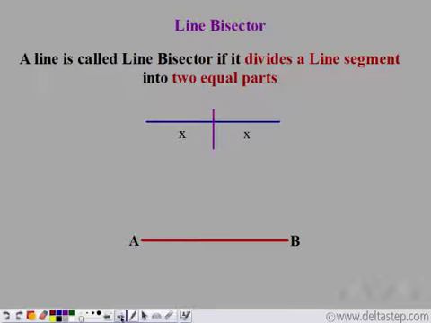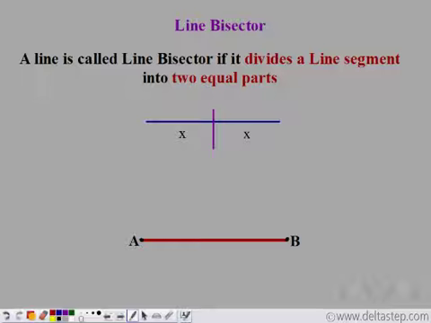Now we have this line segment AB and we need to bisect it. How do we do that? First, let us mark the endpoints of AB. These are also called the vertices of AB. So these are the vertices or the endpoints of the line segment AB. Now I need to draw the line bisector of this line segment.